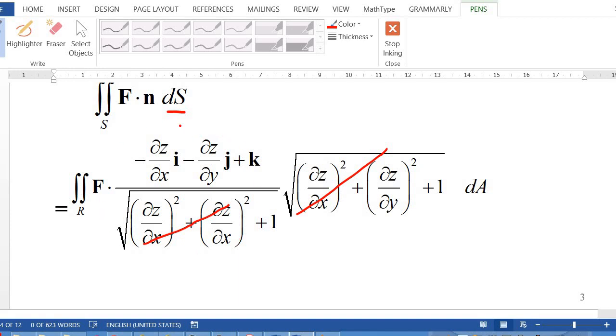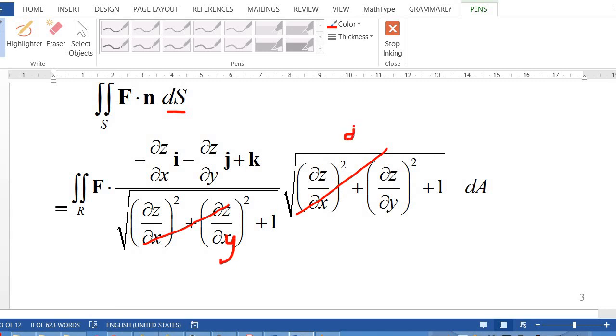So the unit normal vector is pointing up. The numerator here is a normal vector which is pointing up, so component k is positive, because pointing up is parallel with the positive z-axis. Component i is negative, component j is negative. We want n to be 1 unit of normal vector, so we divide by the magnitude of the normal vector, which is the square root of (del z del x) squared plus (del z del y) squared plus 1.